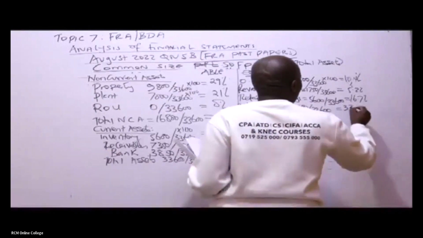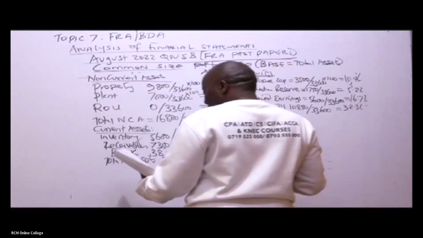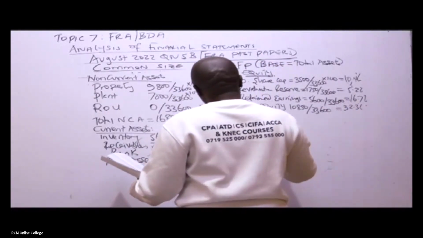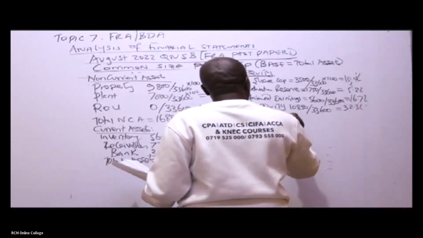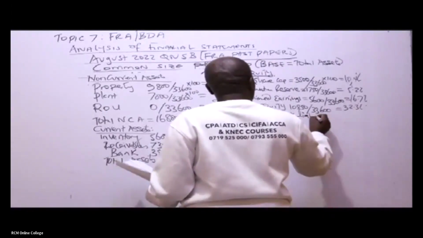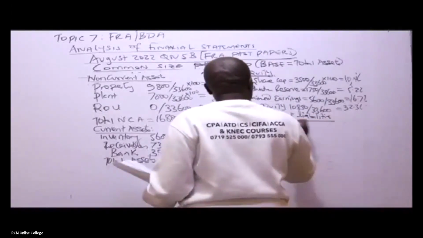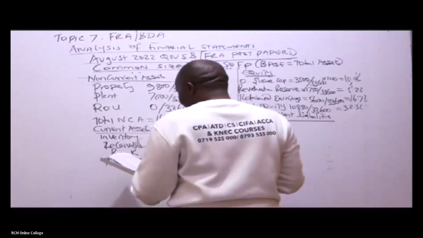32.3%. After total equity, you write exactly whatever they have given you there. Non-current liabilities. So non-current liabilities, I can see lease liability.